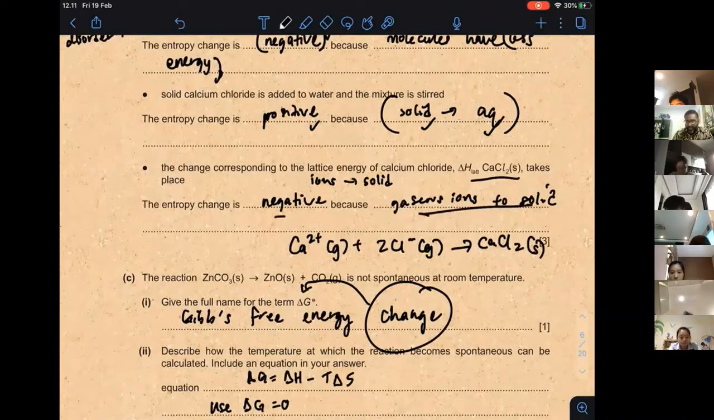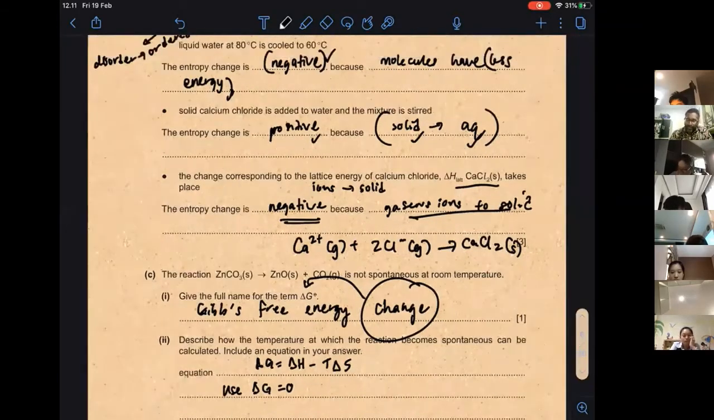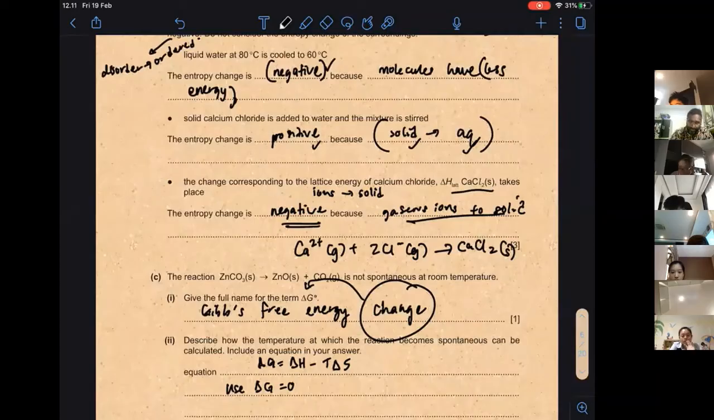So it's going to be negative because they are going to become more ordered, from less ordered to more ordered. So I have written that over there. But I want you to understand, there are 3 marks over here. It's not important whether you know how to say negative, positive, and so on. It also matters how you define them.